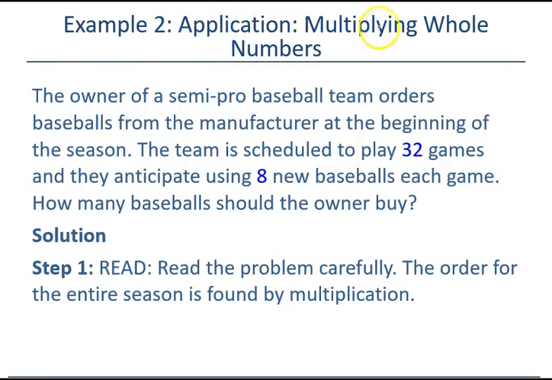Example 2, application, multiplying. On this one, we're going to be multiplying whole numbers. The owner of a semi-pro baseball team orders baseballs from the manufacturer at the beginning of the season. We can picture that in our head. The team is scheduled to play 32 games, and they anticipate using 8 new baseballs each game. How many baseballs should the owner buy? Read the problem carefully. The order for the entire season should be found by multiplication. So it's telling us this.